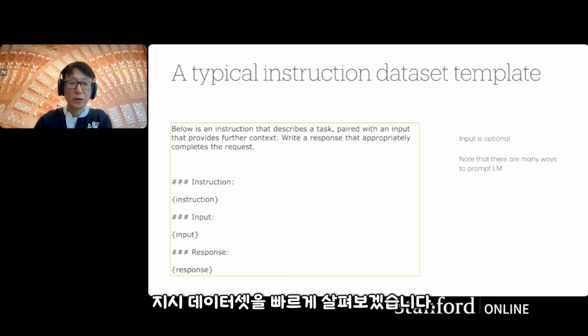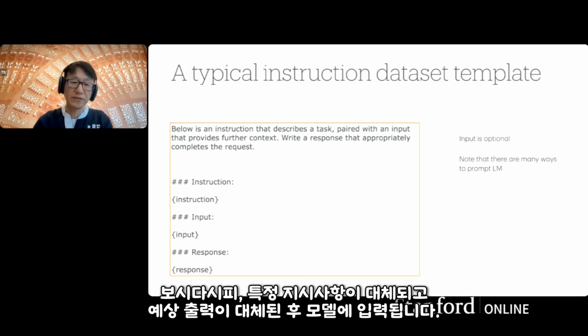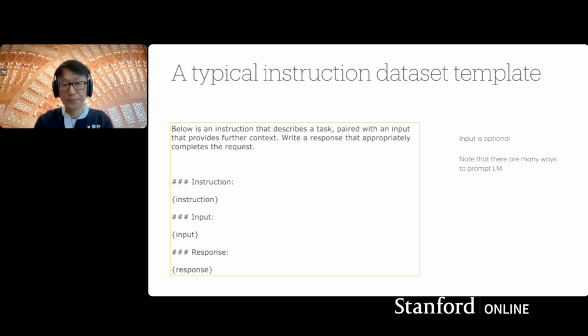And let's take a really quick look at the instruction data set. This is the template that we would use to train the model in the instruction following training phase. As you can see, specific instructions will be substituted in, and then the expected output will be substituted in. And then this is fed to the model, and the model is only trained on the response part, that is generating the output based on the given instructions.